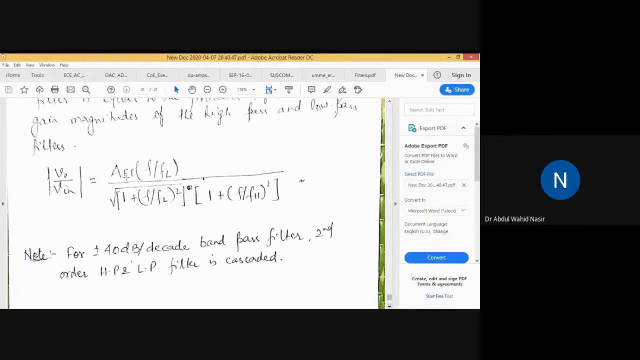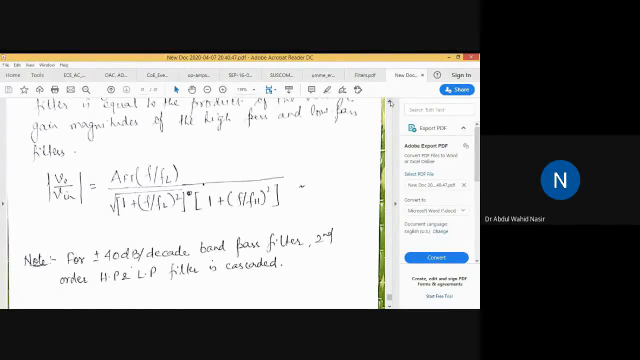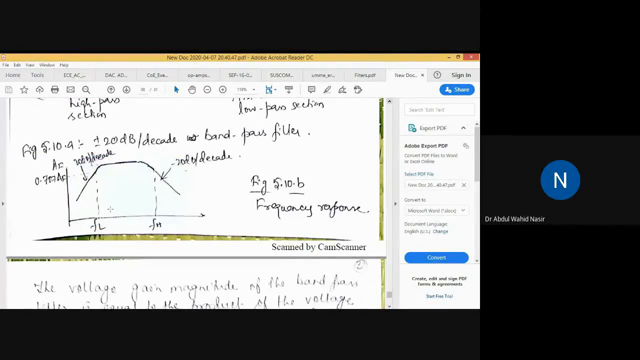So the (F by FL) term over root of (1 plus (F by FL) squared) is for the high pass, and 1 over root of (1 plus (F by FH) squared) is for the low pass filter. So this is your second order band pass filter. Now this is the frequency response. You can see the slope of the attenuation is 20 dB per decade on this side, and on this side it is minus 20 dB per decade.